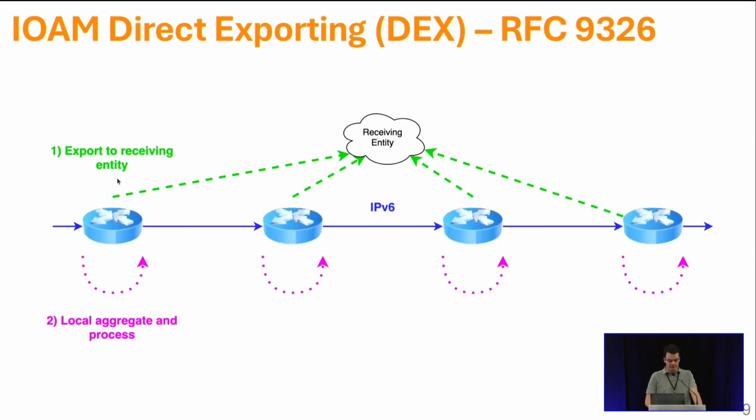First, you can collect the telemetry data and report it towards an external entity. Or, you can also use both of them. You will locally collect the data and process it locally.